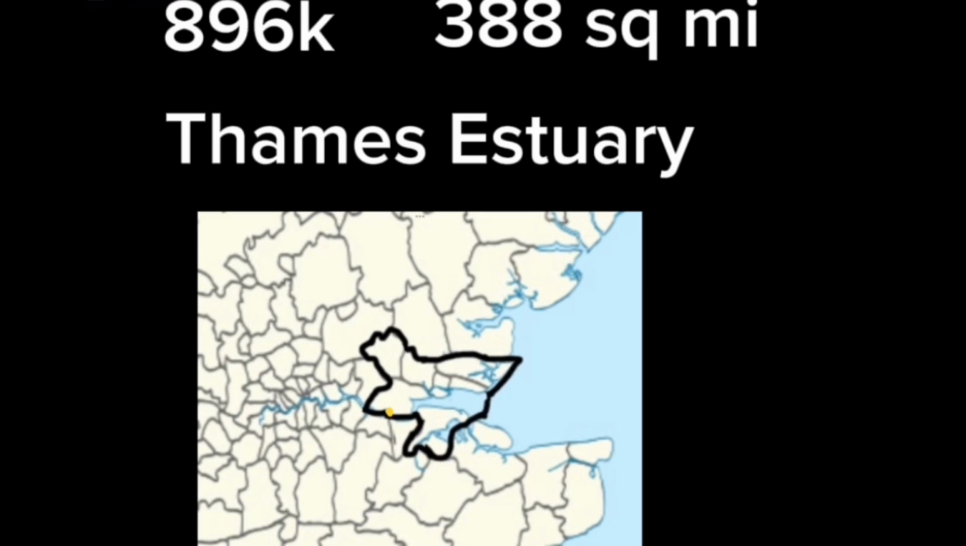The state may only take up 388 square miles and has a population of nearly 900,000 people, with three urban areas over 100,000 people lying within it. This all gives it a population density of 2,308 people per square mile. It would also benefit from having the port of Tilbury, which is a major port serving London.